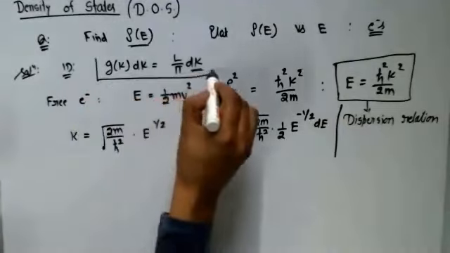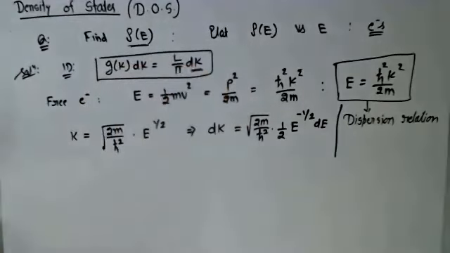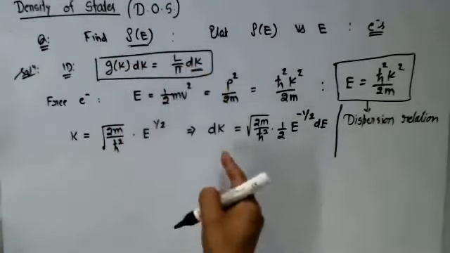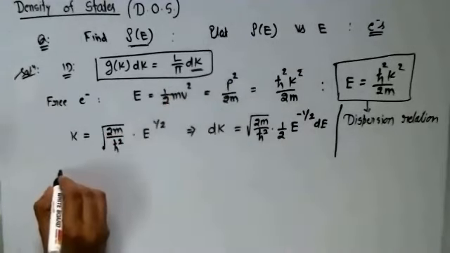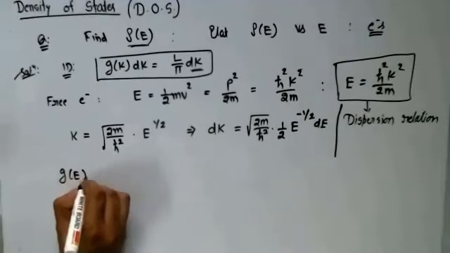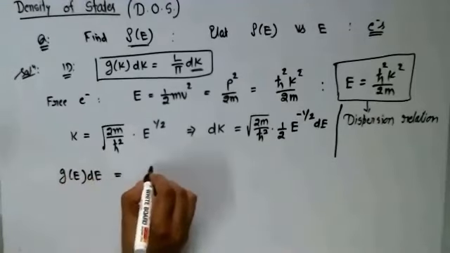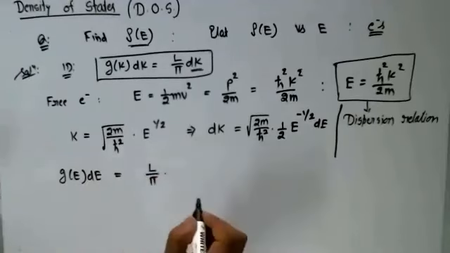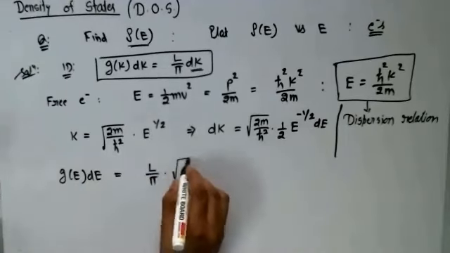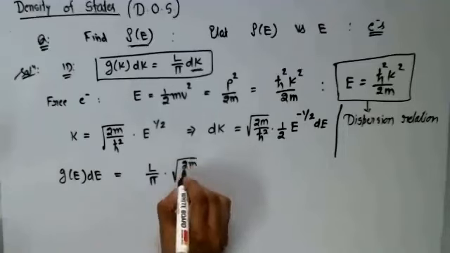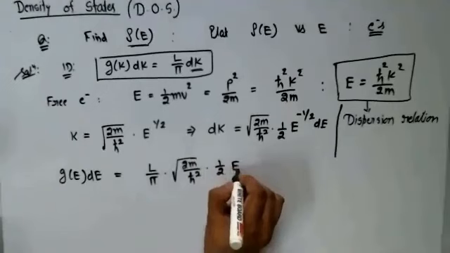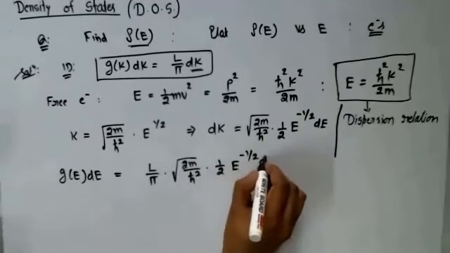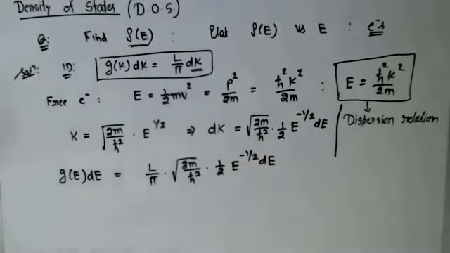Now you can put this dk in this expression. When you put this dk in this expression, the right hand side becomes a function of energy, so the left hand side automatically becomes a function of energy. So we can write g(E) dE equal to L upon pi, the value of dk is 2m upon h cut square and 1 by 2 E power minus half into dE. Clear?